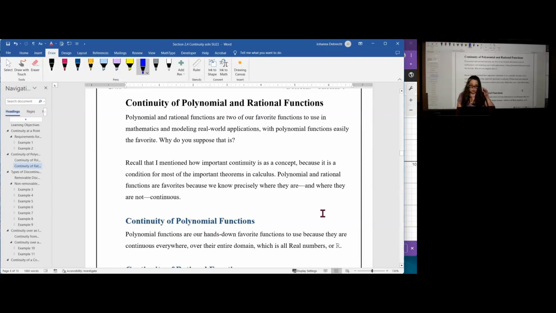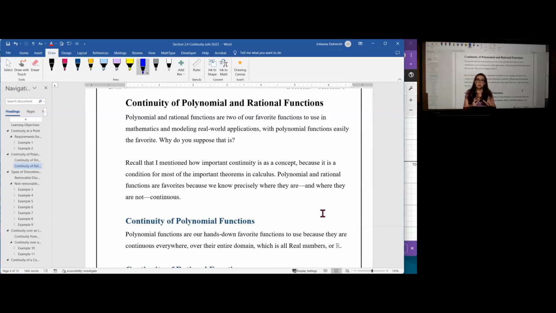Let's talk a little bit about the continuity of polynomial and rational functions. They are two of our most favorite functions to model things in the real world. Polynomials are our hands-down favorite of all. For reasons that we're going to discover in this class, you will finally find out why we harp on polynomials so much. One of the most important things about polynomials is polynomial functions are continuous everywhere.